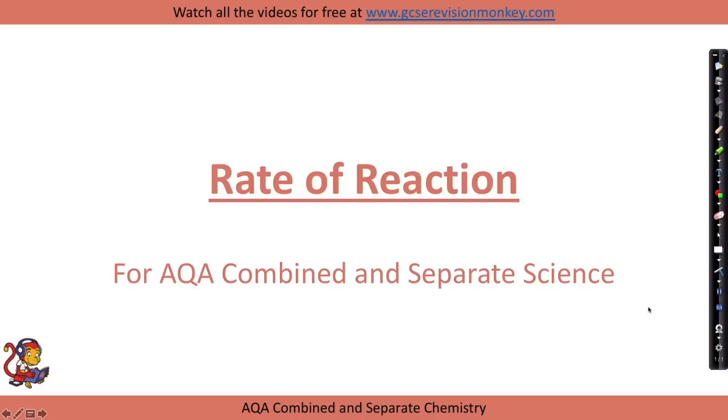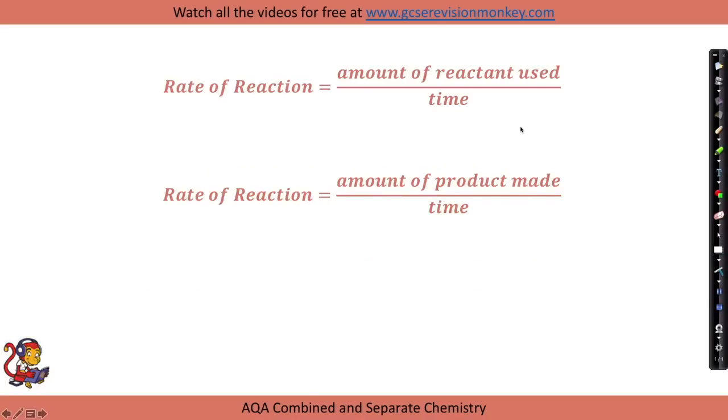Rates of reaction required practical. When wanting to calculate the rate of a reaction, you might need to use one of these two equations. The first one says the rate of reaction can be calculated by the amount of reactant used up over time, and the second one is the amount of product made over time. So we're going to design some investigations using these two equations. Now, there are several factors that you may be asked about in the exam that affect the rate of reaction.